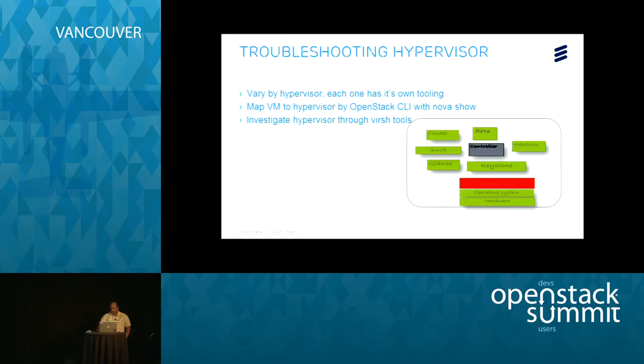Now, troubleshooting the hypervisor. It varies by hypervisor, but the most commonly used is the libvirt or KVM hypervisor, okay? Each one has its own tooling. When you try to troubleshoot a hypervisor, we need to map a virtual machine to a hypervisor using a Nova show command, and then investigate the hypervisor through the virsh tool.